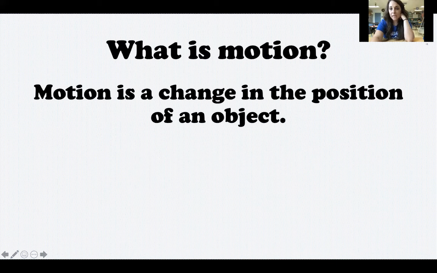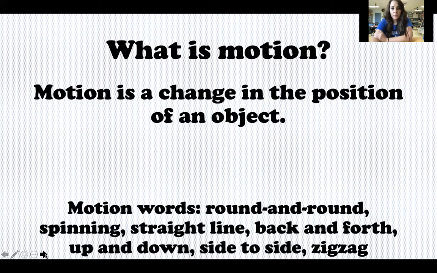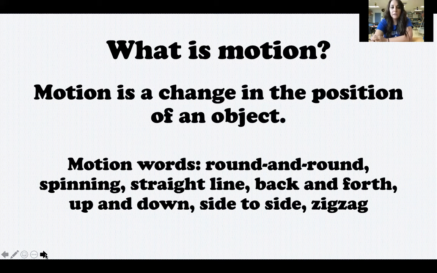Motion is the change in position of an object. And some words that we can use to describe the way things move or the way the motion is of some objects is round and round, spinning, straight line, back and forth, up and down, side to side, or zigzag. All of those are words that describe the way things move or their change in position.